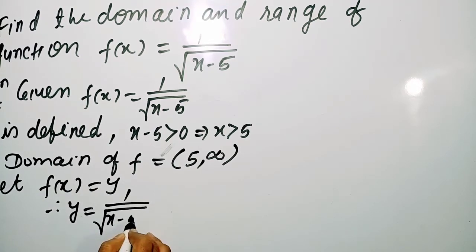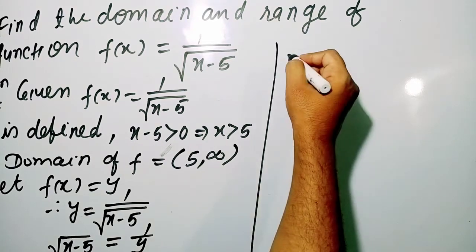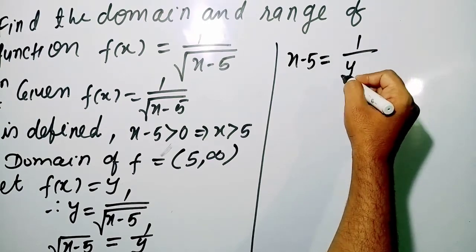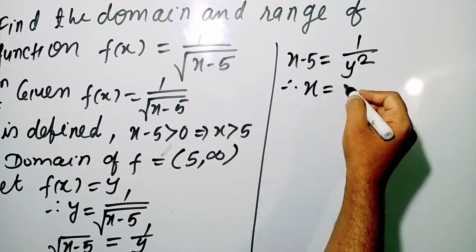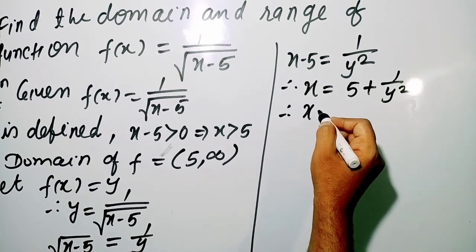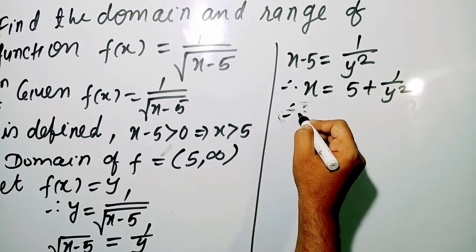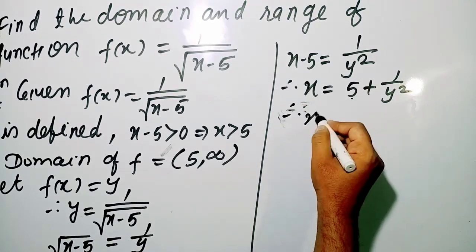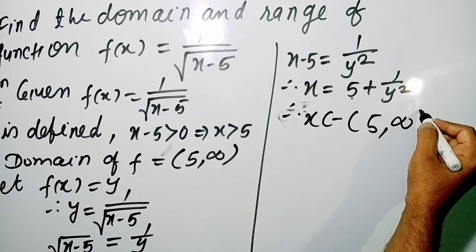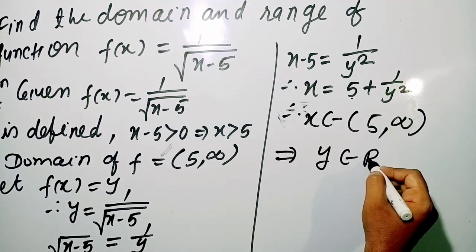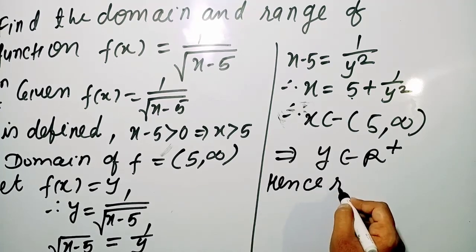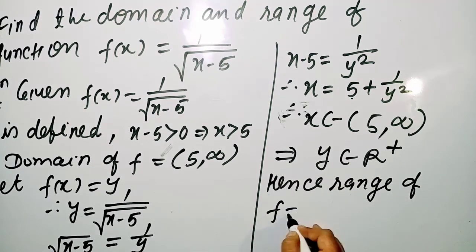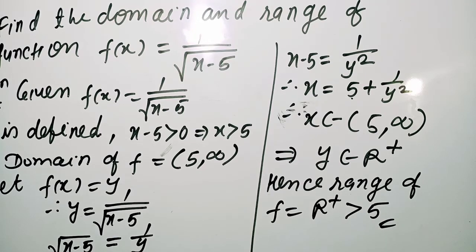f of x is equal to y, so y is equal to 1 upon square root of x minus 5. So students, here we can write square root of x minus 5 is 1 by y. Squaring on both sides and eliminating the root, what are we getting? x is equal to 5 plus 1 upon y square, where x belongs to (5, infinity), which we have already given. So all the values of y will be positive real numbers, hence the range of this function is the positive real numbers.